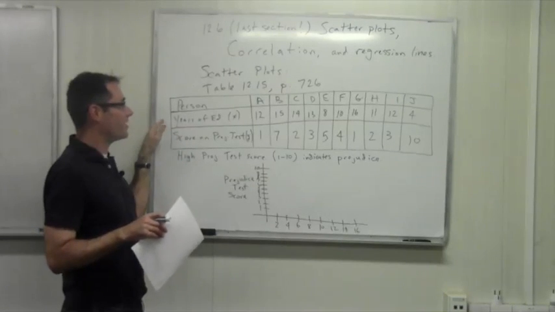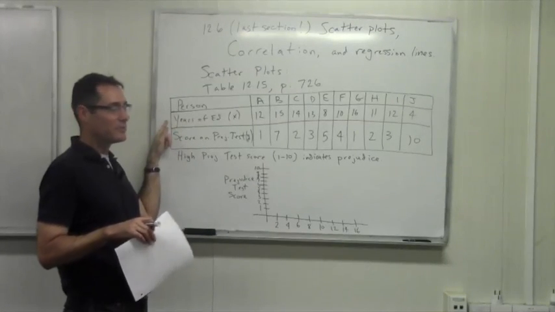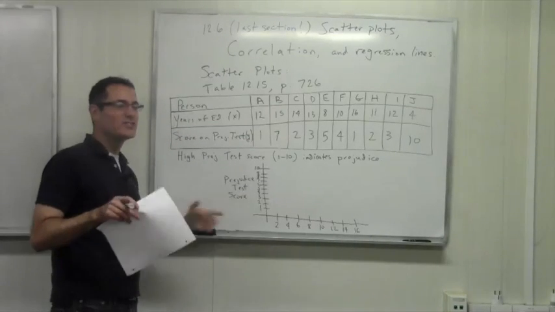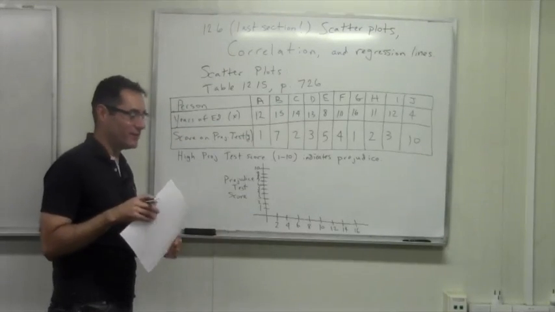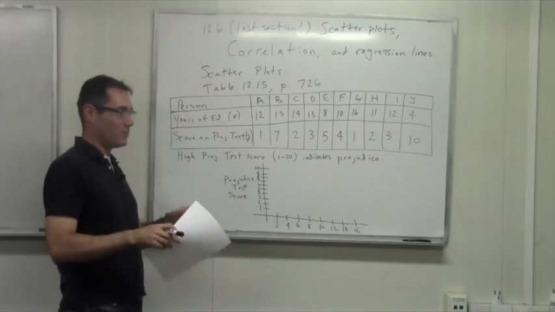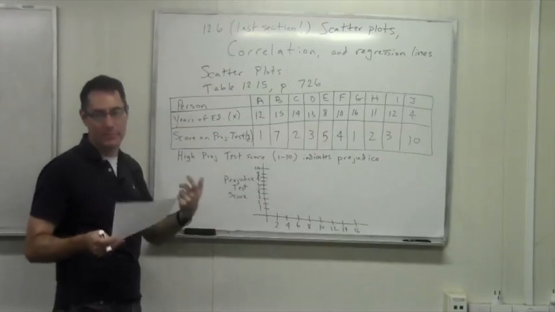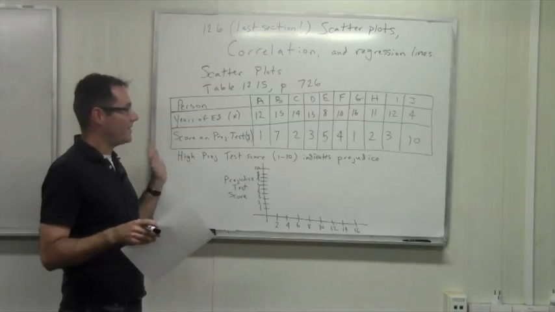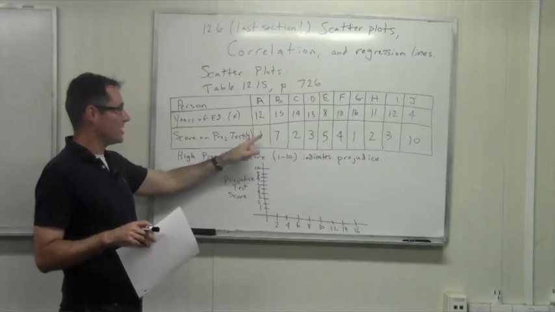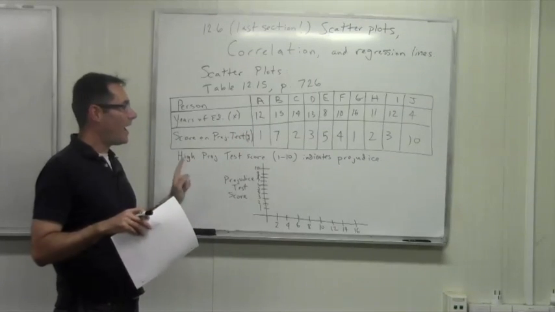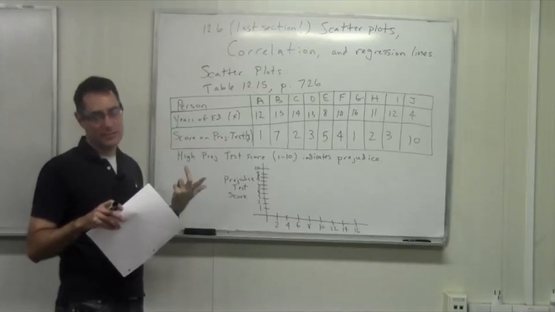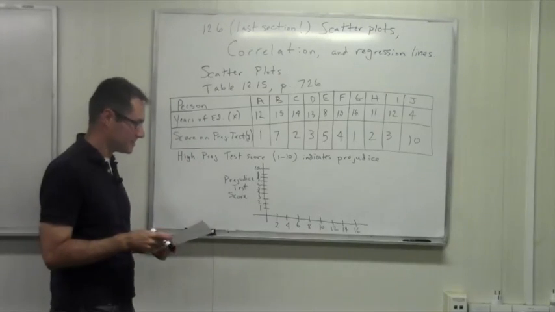And then it tells how many years of education the person has, and it also gives a score on some prejudice test that they were given. There's probably some pen and paper test where they were asked about their prejudices or how they thought about various people. And they were ranked from 1 to 10. So all it is is each person, the years of education, and the prejudice test score. A higher prejudice test score indicates that you're more prejudiced, based on this test.